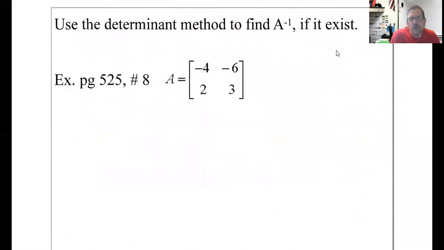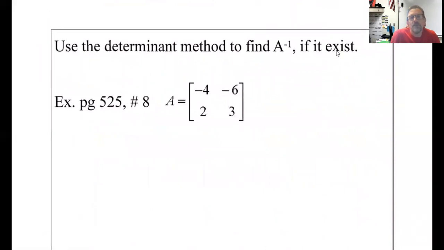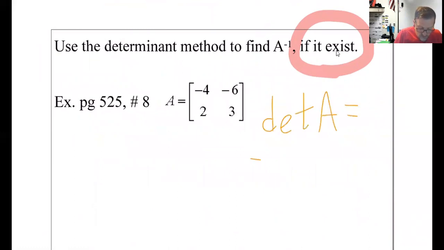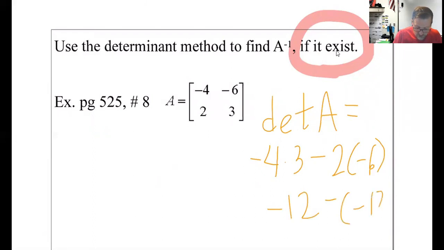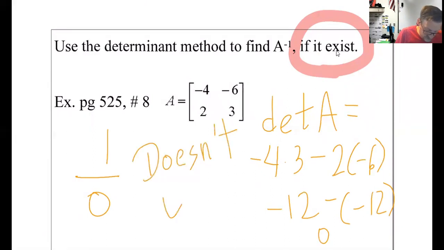You might have noticed something. It says use the determinant method to find the inverse, and then there's that little caveat at the end, if it exists. So let's look at kind of a special case. Let's find the determinant of A. So -4 times 3 minus 2 times -6. Well, these are the same products. Whenever we get the same products and subtract, we get 0. Remember, the next step is to take 1 over that. And you all know that you cannot divide by 0. So in this particular case, you get a determinant that is equal to 0. Since we cannot take the reciprocal, the inverse of the matrix doesn't exist. Kind of a special case. So whenever you get the determinant equals 0, you're done.